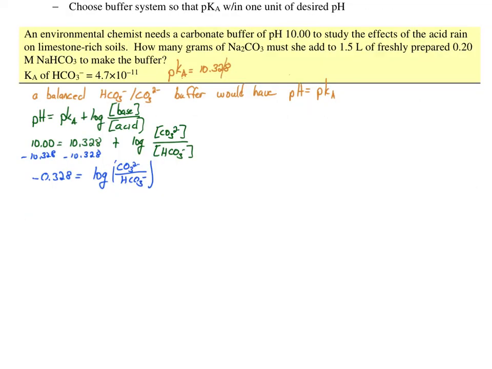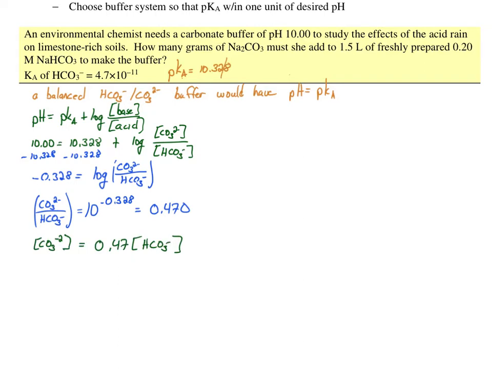So stepping through, we subtract 10.328 from each side, and we know that our log of the ratio of these ions has to equal negative 0.328. Solving for the numerical value for this ratio, we see that it needs to be 0.47.